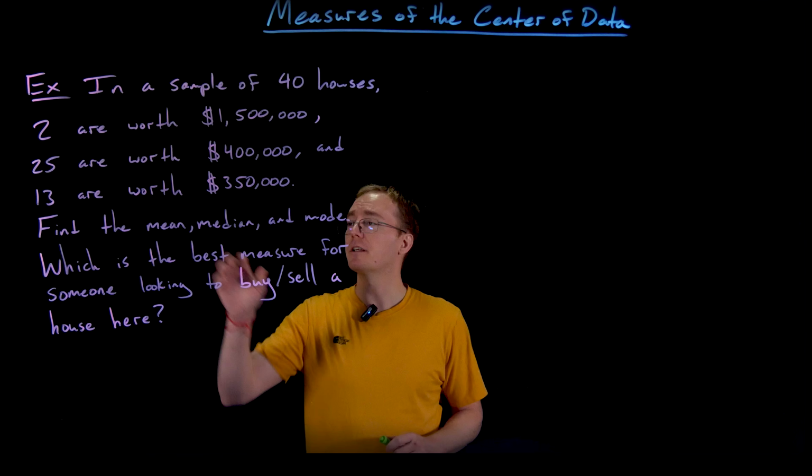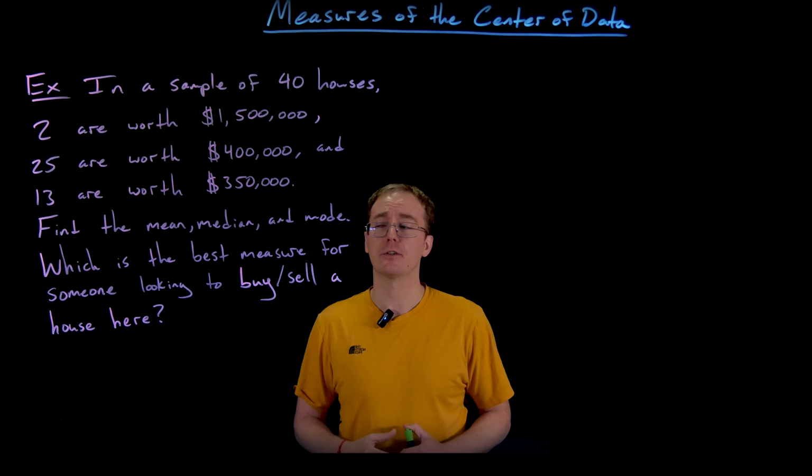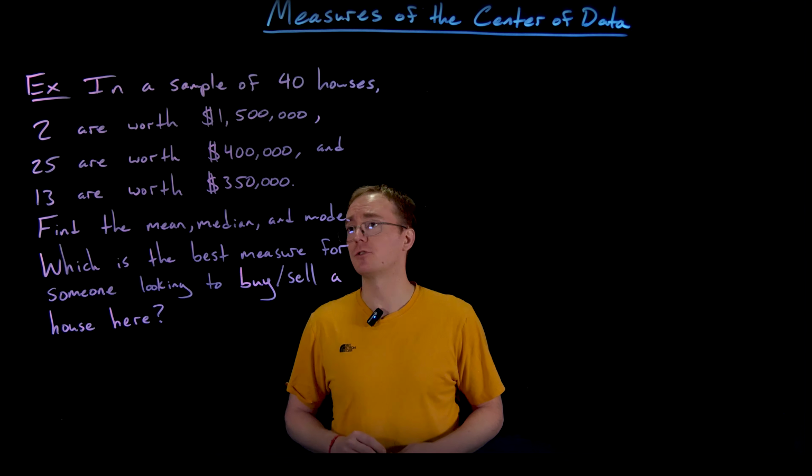So in this example, we are told a sample of 40 homes are taken, probably in some neighborhood or some town, and it's determined that 2 of the homes are worth $1.5 million each, 25 of the homes are worth $400,000 each, and 13 of the homes are worth $350,000 each.